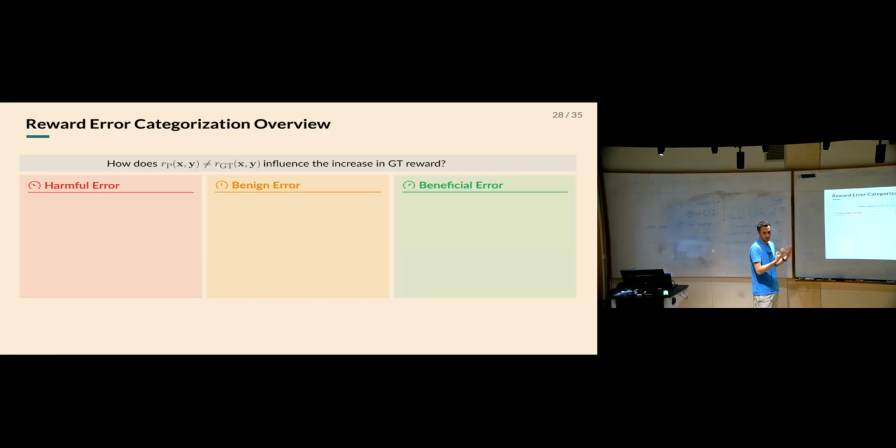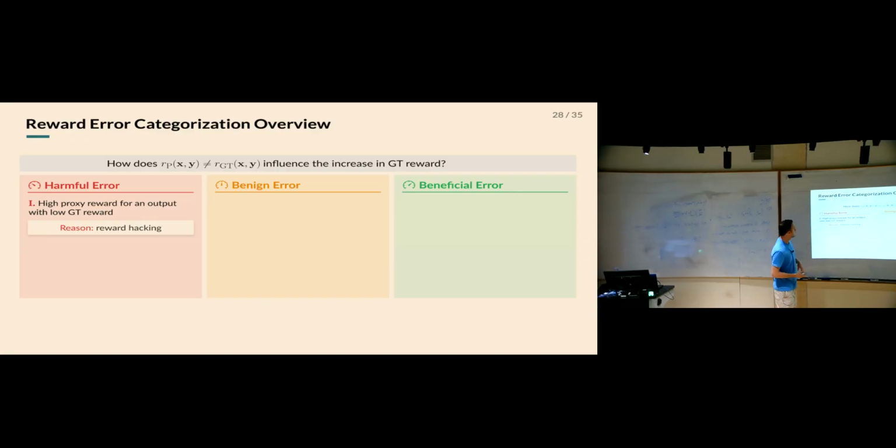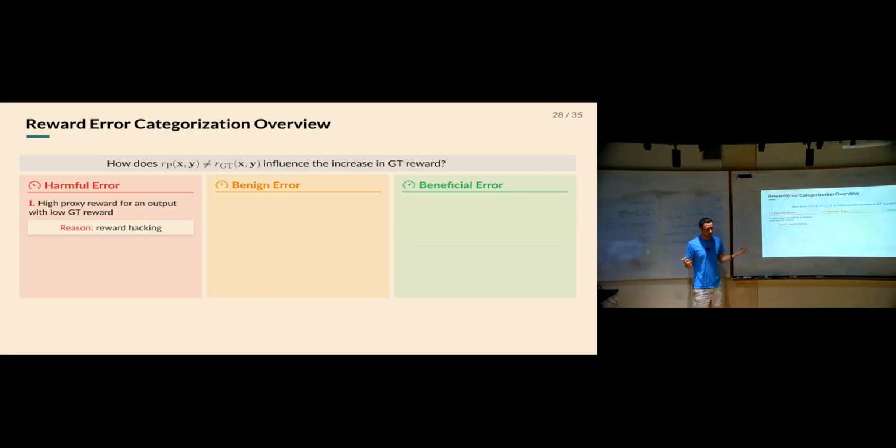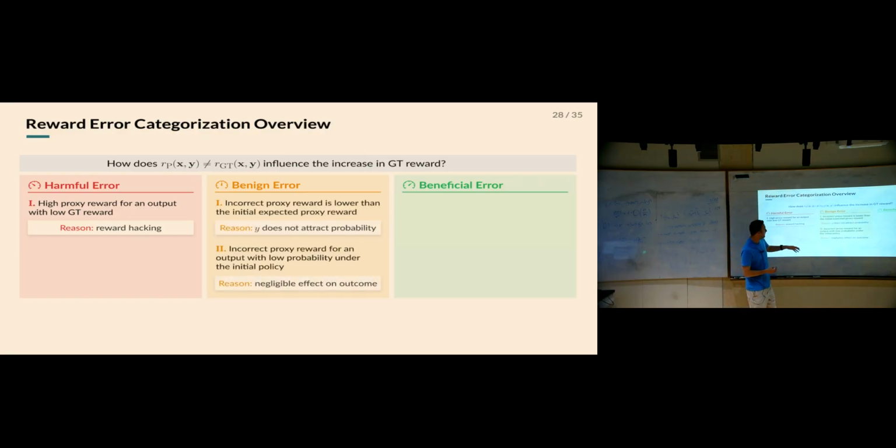Okay, so now we can take a step back and look at the different errors that we discussed to get a full picture of the categorization. And the first error that we talked about is the most well-known one. Okay, this is if you assign a high proxy reward to an output which is actually bad, yeah, this is problematic. This can lead to reward hacking, and this is not desirable. We then saw that, unsurprisingly, okay, if you have outputs which have low probability under the policy, or you assign some output a very low reward and it's not really the optimal output, then this is benign. It doesn't matter much.